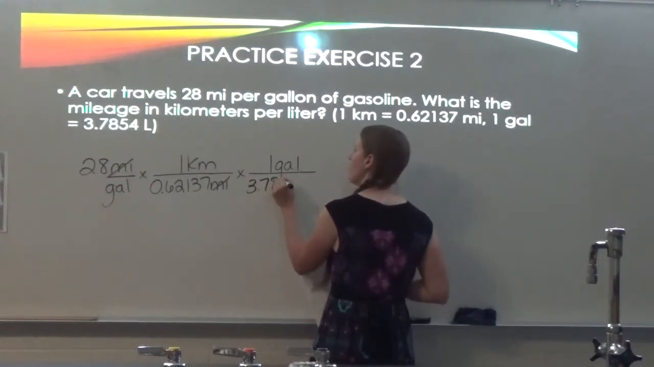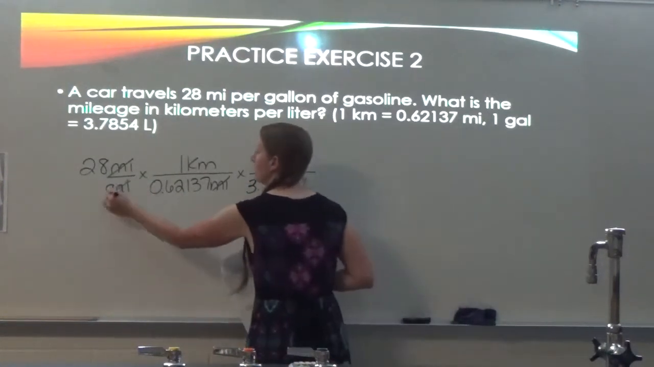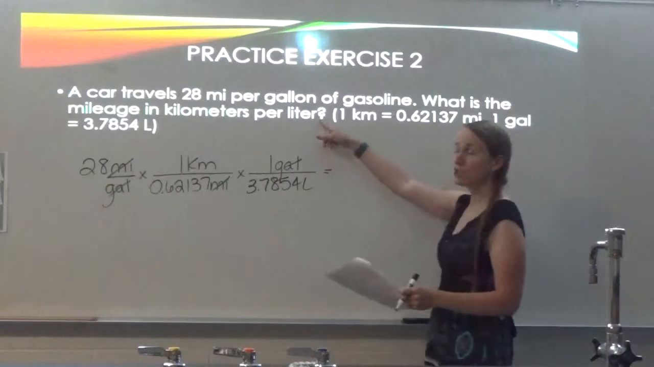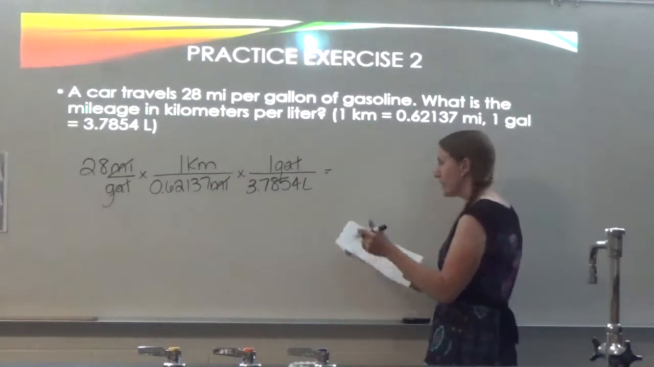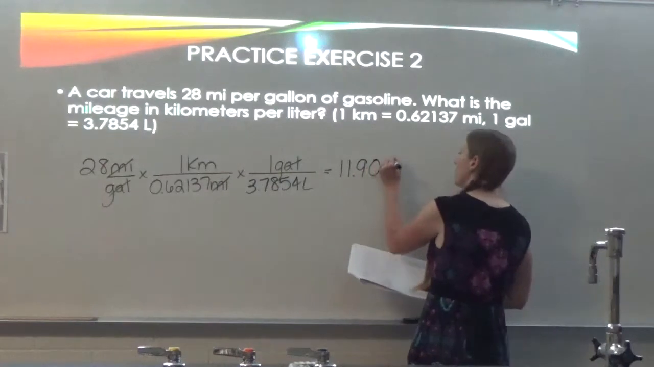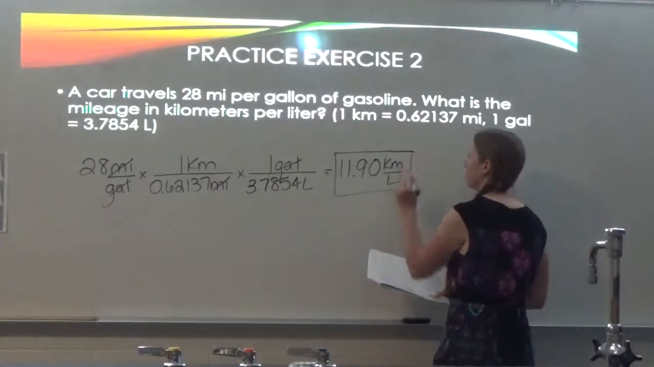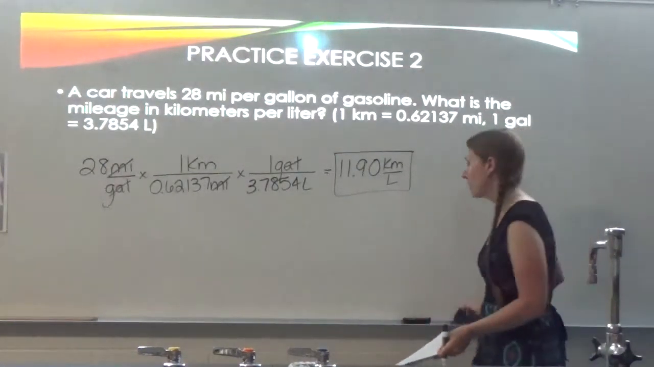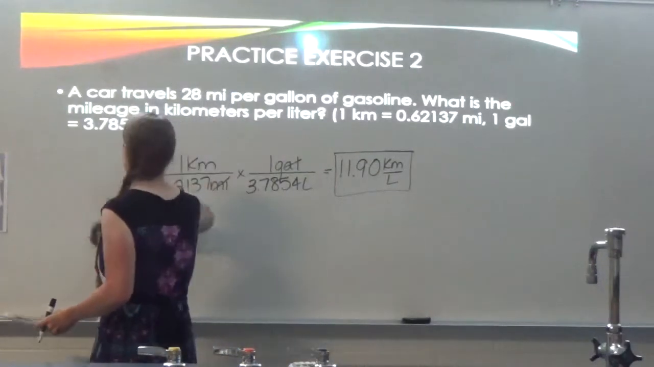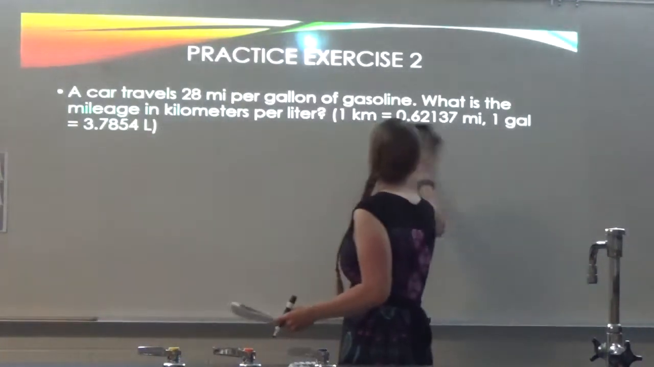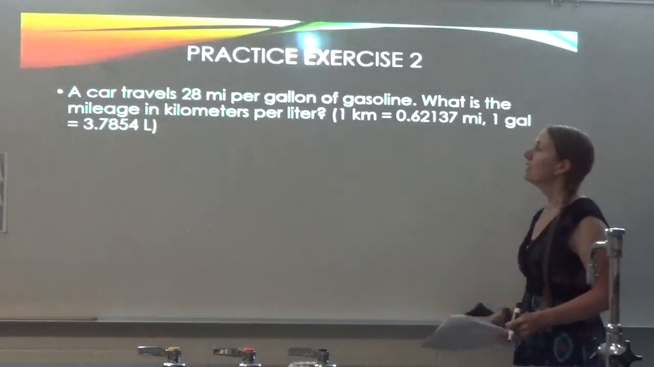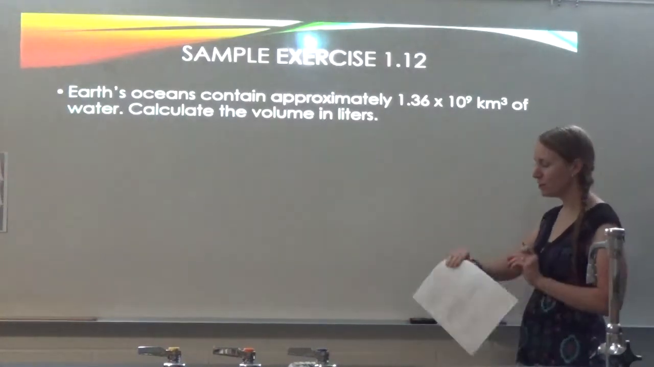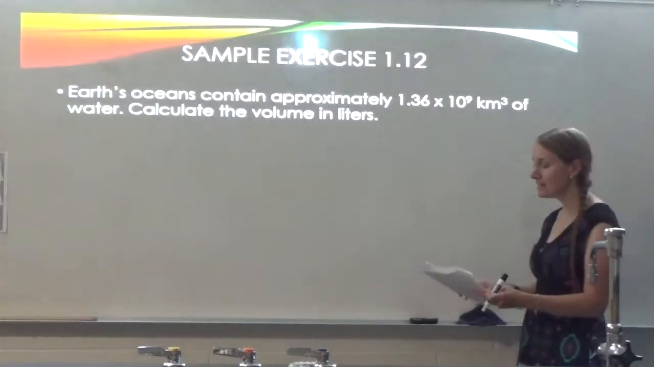My 3.7854 liters on bottom. So then my gallons cancel, and so you can see I have kilometers per liter, which is what the question asked me for. And so when I solved, I got about 11.9 kilometers per liter. Just like that. So all you're doing is just trying to get to the units that they ask for. Because sometimes, like in gas laws problems, we might need to convert, you know, milliliters to liters if we're doing ideal gas law or something like that. So, you know, you just got to be able to convert, and it shouldn't be taking forever. Like, you got to get to where you can convert and convert in a decent amount of time.